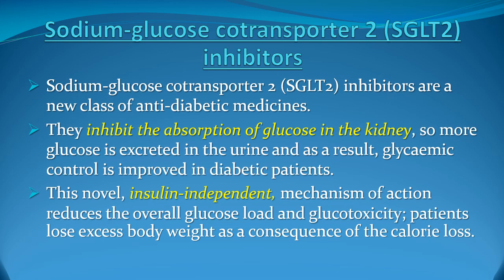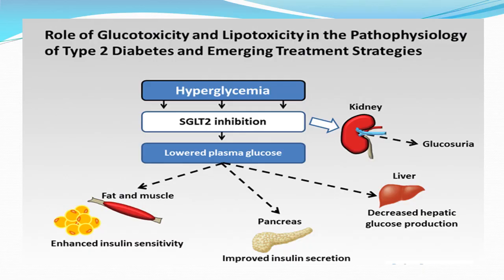In other words, they don't have any effect on the pancreas or the liver. They simply act by inhibition of absorption of glucose, increasing the secretion, and once the secretion of glucose in the urine increases, subsequently the blood glucose will get low and the diabetes will be better controlled.